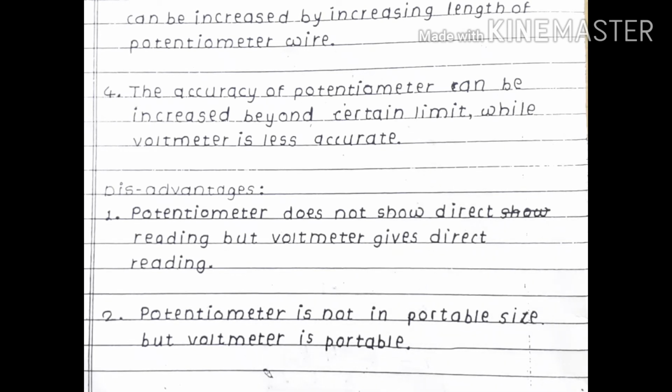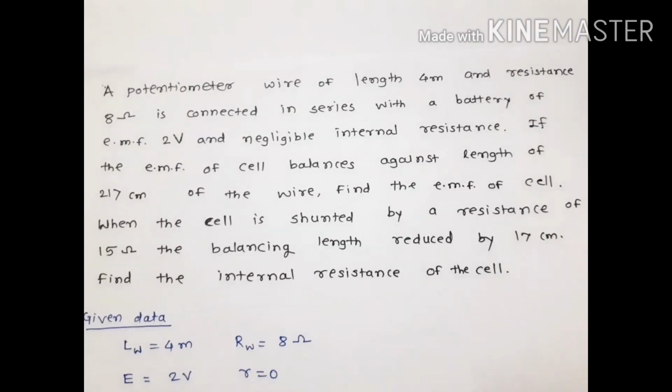These are some points of advantages and disadvantages of the potentiometer over the voltmeter. Let us see one of the problems. With the help of that problem we are going to find out the method of how to find the internal resistance of a given cell. Let us see the problem.